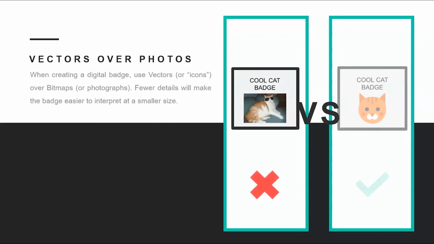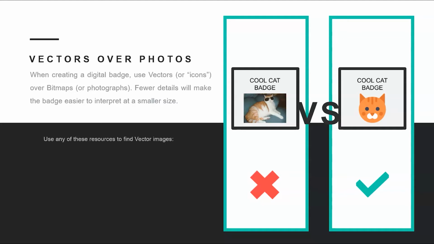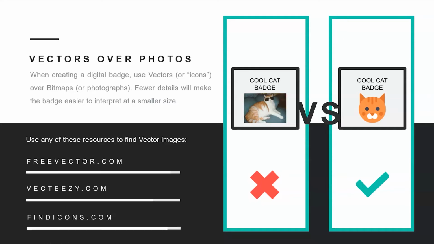Be sure to use vectors over photographs. Having fewer details in an image will make the badge easier to interpret at a smaller size. You can use any of these resources to find and download vector images.